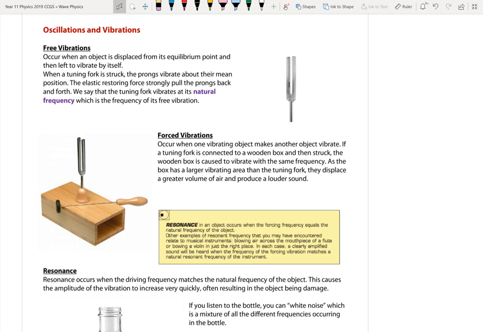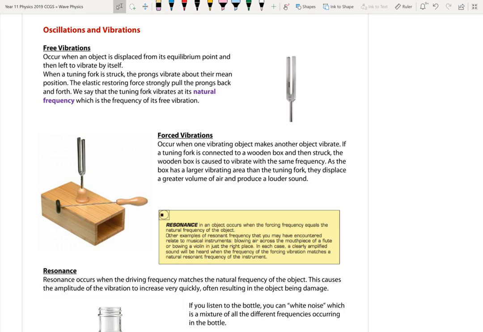Yes. Where's your test? Where's your test? So, guys, here are our tuning forks. Now, you might not know this, boys.